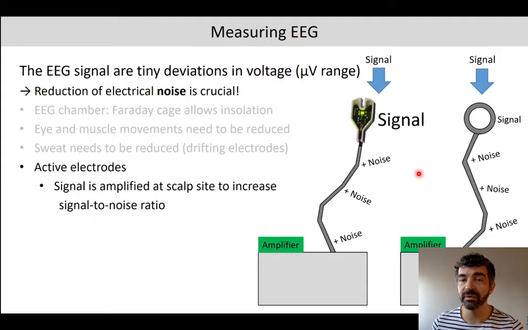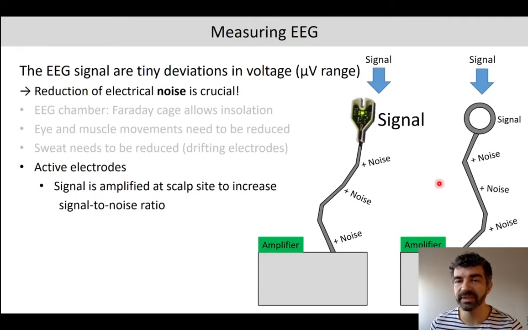So this can be remaining electromagnetic interference. Faraday cages aren't perfect, so there will still be something like electrical noise, for example, from electric engines, like an elevator, or maybe radio waves, this kind of thing. There's always some remaining signal that can affect the cable. But more importantly, the cable will also slightly move. So the participant will move a little bit, the cables can dangle down and so on.